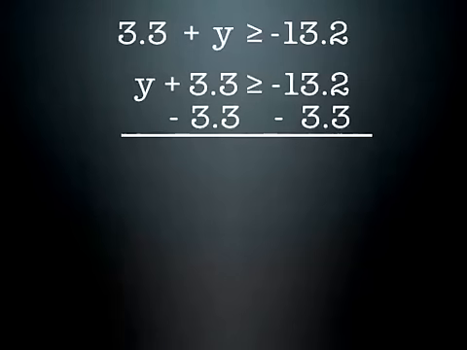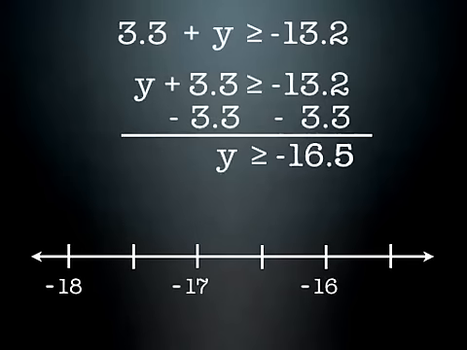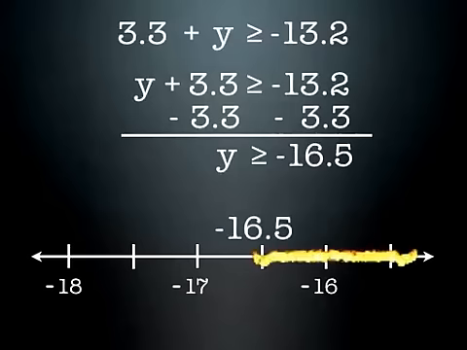So using the inverse operation of addition and subtraction, I'm going to subtract 3.3 from both sides. That'll give me a solution of y is greater than or equal to negative 16.5. Graphing this solution, I'm going to use a closed circle at negative 16.5, and it's going to be pointing to the right.